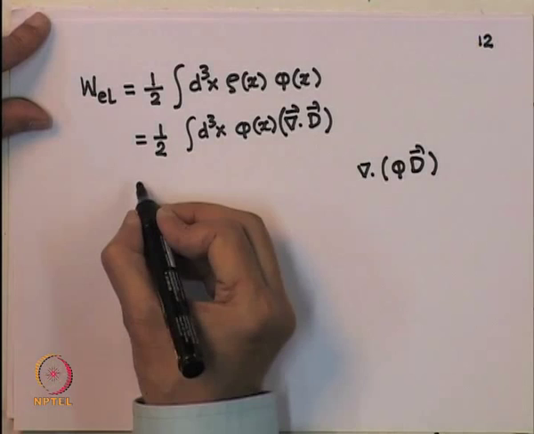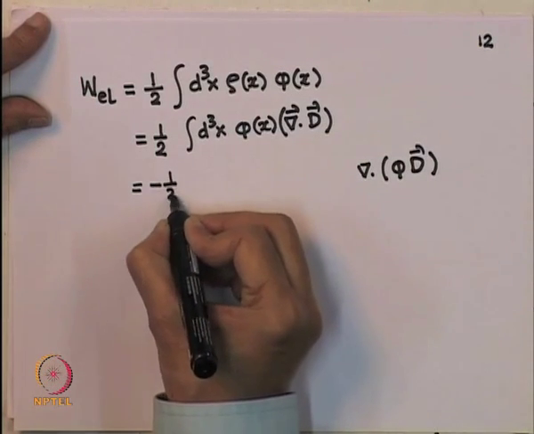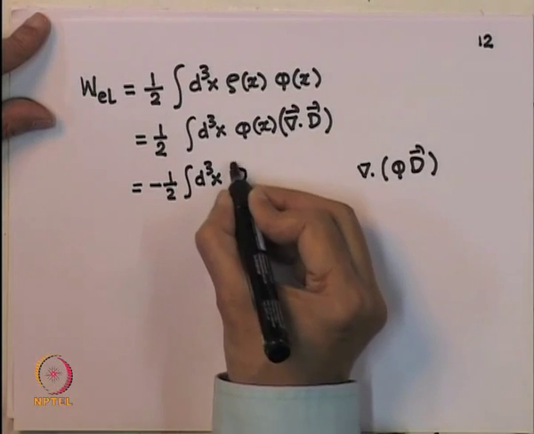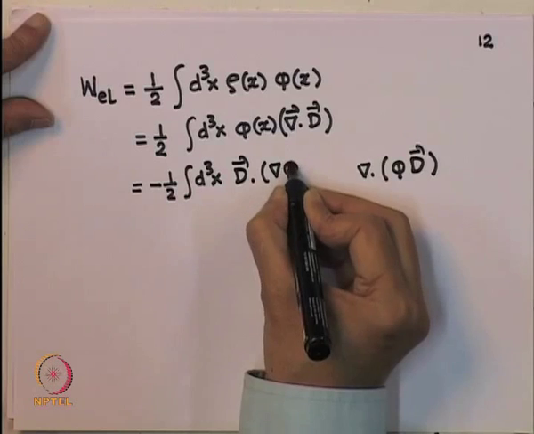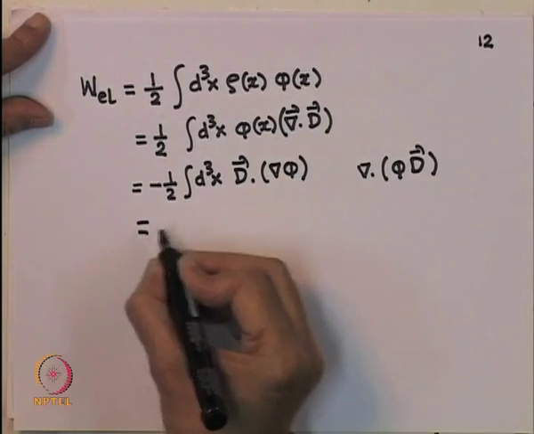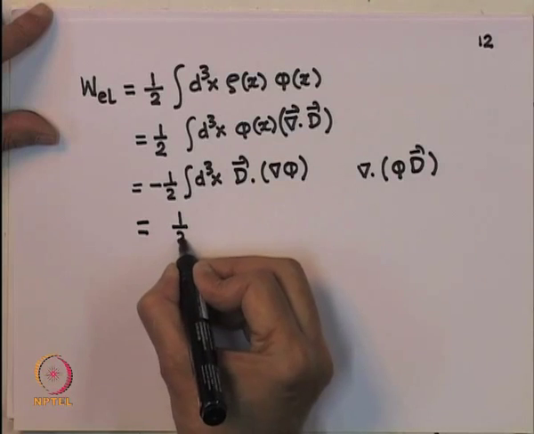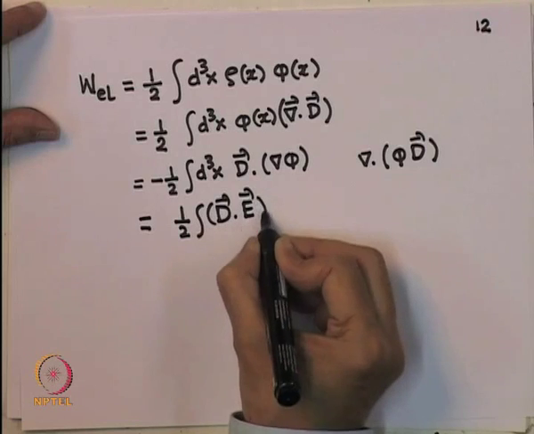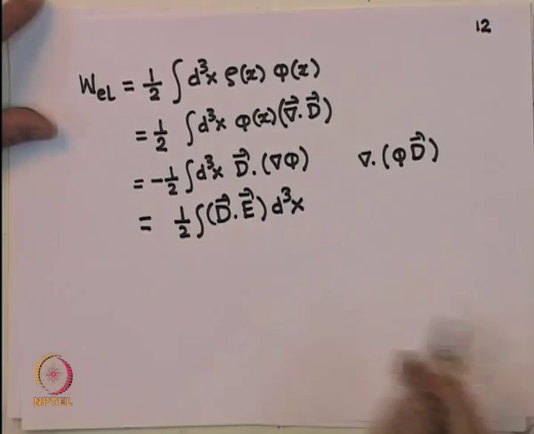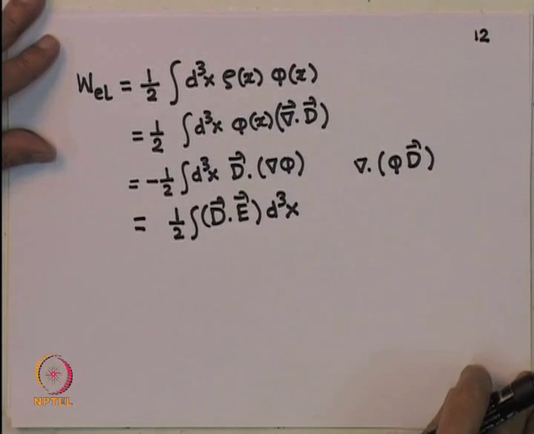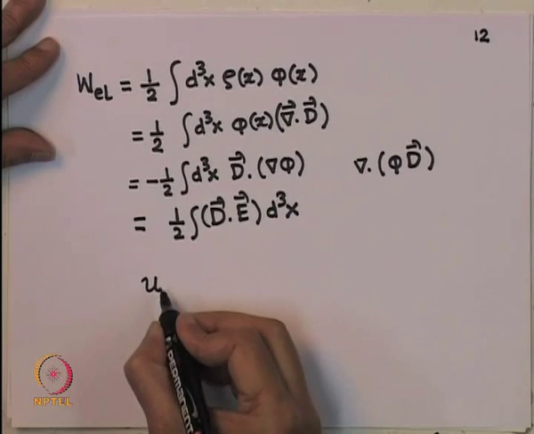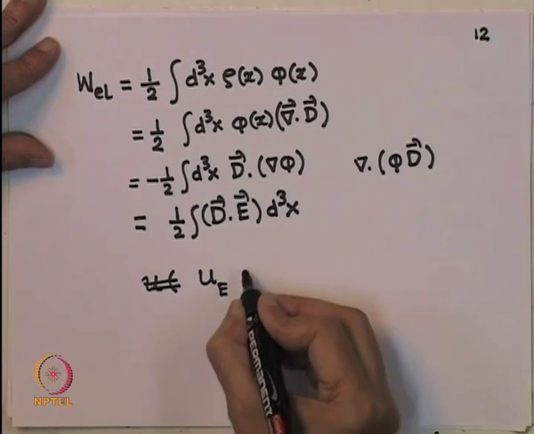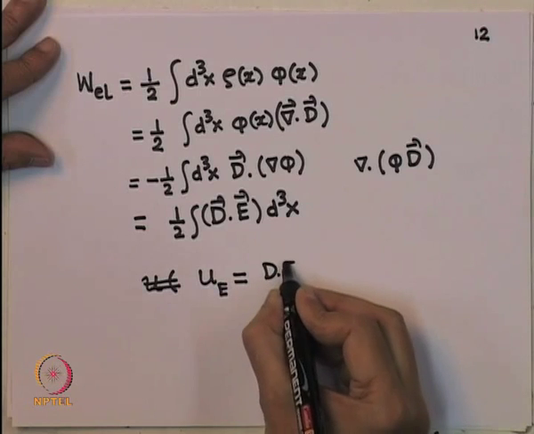So, I will be left then with a minus half integral d cube x D dot grad phi. Minus grad phi is nothing but the electric field. So, therefore, this is half integral D dot E d cube x. So, therefore, it tells me my volume has an electric energy density, let me call it u electric, that is simply given by D dot E by 2.